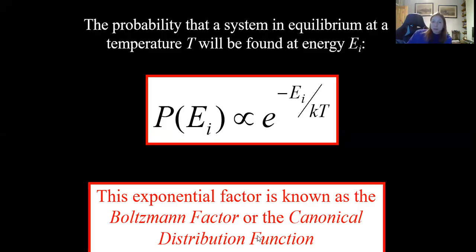So this exponential factor is known as the Boltzmann factor, or the canonical distribution function. It is absolutely ubiquitously everywhere.